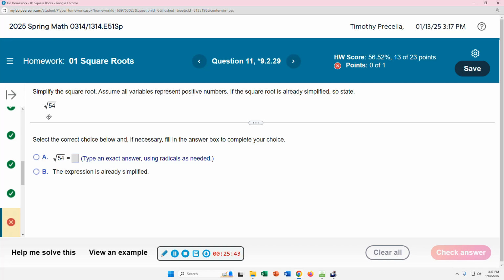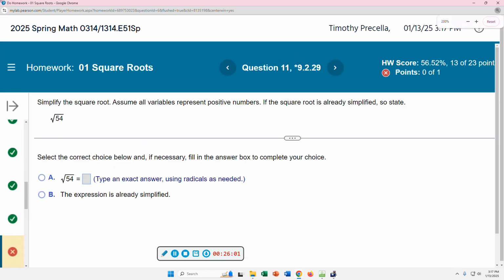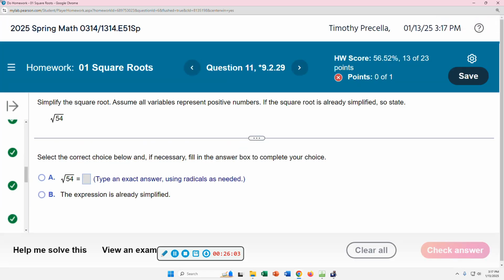Okay, the square root of 54. Remember years ago, a student telling me, whenever they got really big numbers, they just hit help me solve it until they got one with small numbers. And I was like, well, you can't do that on a test. Yeah, that's right. On the test, you're just stuck with that problem.